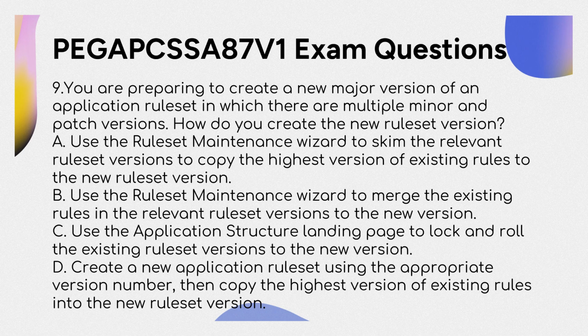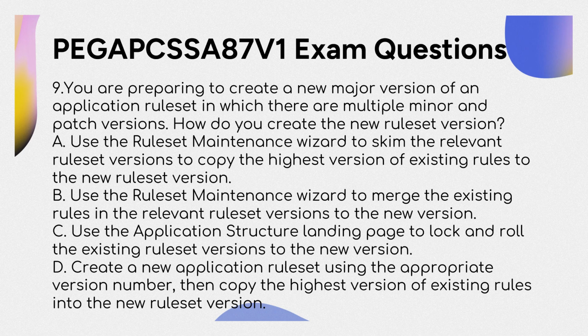9. You are preparing to create a new major version of an application ruleset in which there are multiple minor and patch versions. How do you create the new ruleset version? A. Use the ruleset maintenance wizard to skim the relevant ruleset versions to copy the highest version of existing rules to the new ruleset version. B. Use the ruleset maintenance wizard to merge the existing rules in the relevant ruleset versions to the new version.